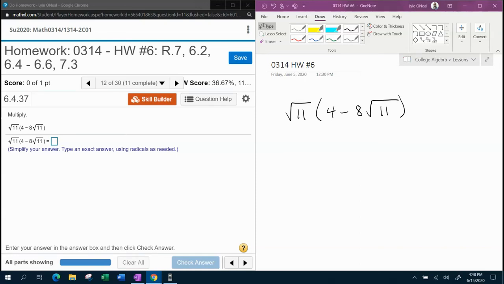All right, here we go. Question number 12 from our 0314 homework number 6 in MyLab Math. And the instructions say multiply.